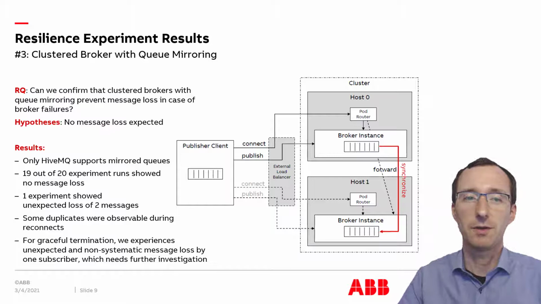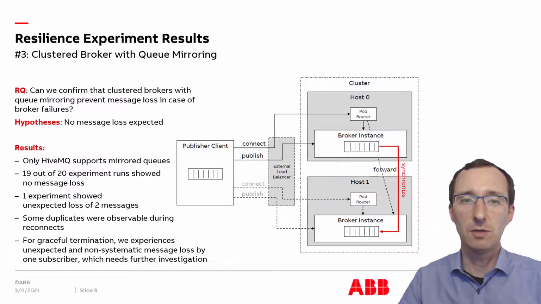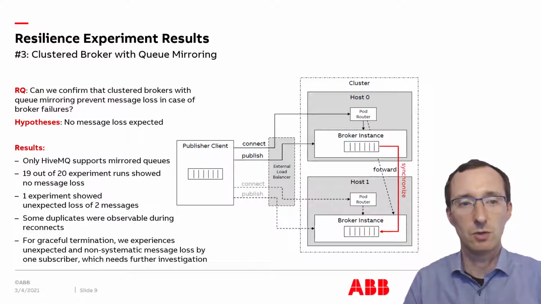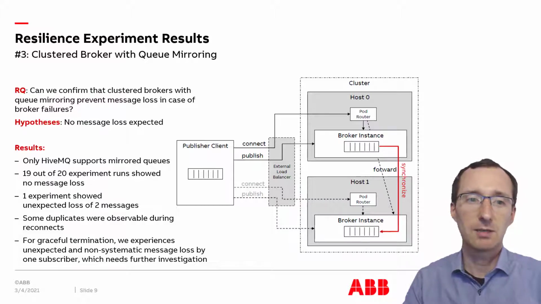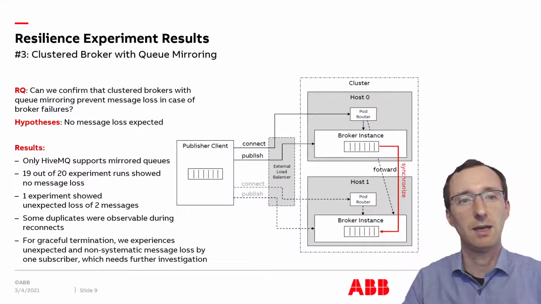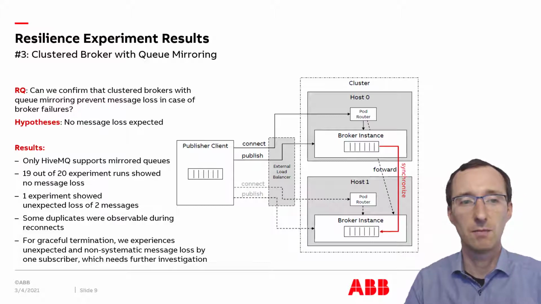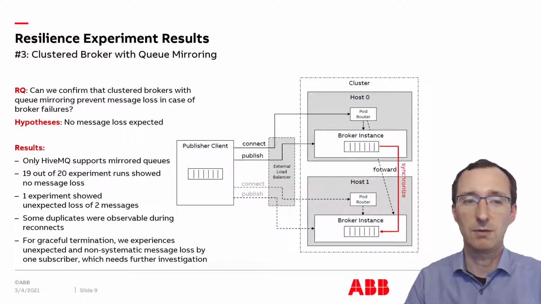clustered broker with queue mirroring. HiveMQ is the only example of a system that we found that implements synchronized message queues. The expectation would be even if we terminate individual instances of a broker with queue mirroring, all messages should arrive at the subscribers. For 19 out of 20 experiments that actually was the case in the case of HiveMQ. Unfortunately, we had some experiments, and here it was 1 experiment out of 20 where we saw unexpected message loss.